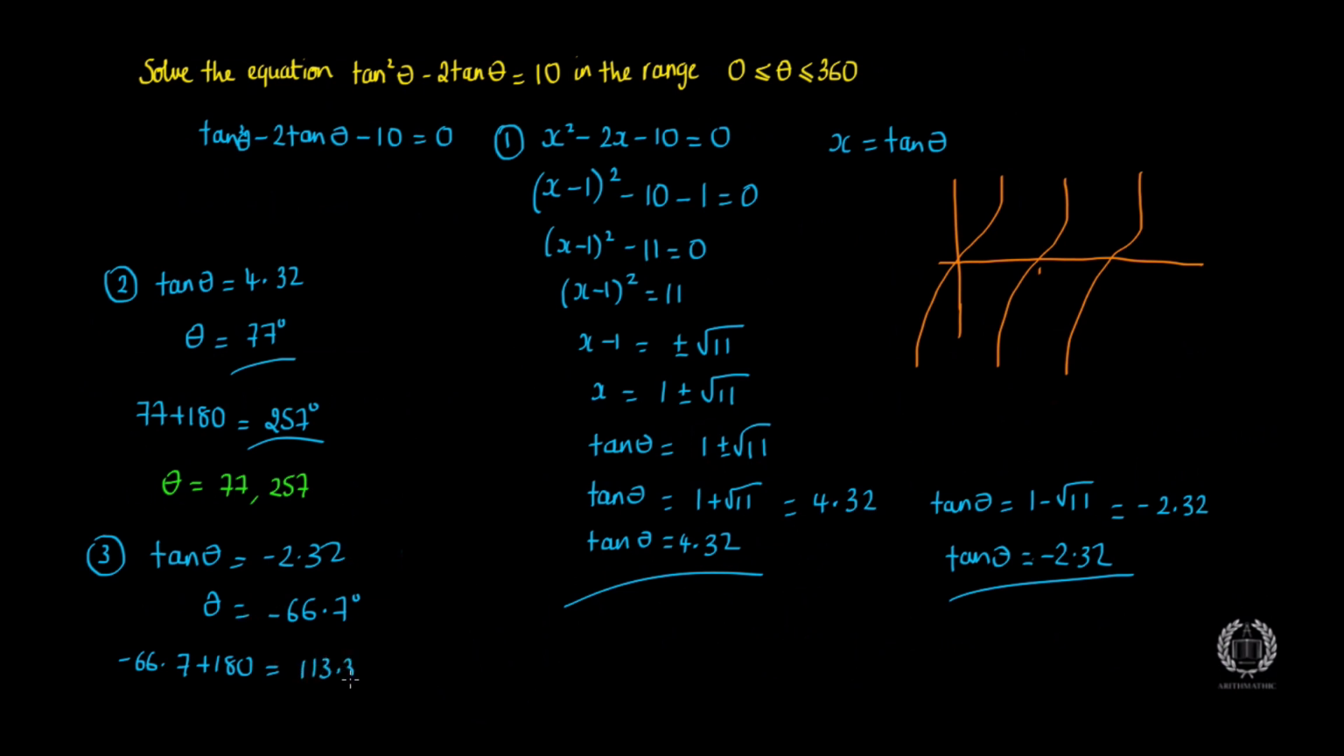113.3. So that's one value, but I also know if I add another 180, it will still fall within the 360 range. So if I do 113.3 add 180, that's going to give me 293.3, and if I add 180 again, that's going to give me way above 360. So that's my other angle. So my angle for theta for this one is going to be 113.3 degrees, and the other one is 293.3 degrees.